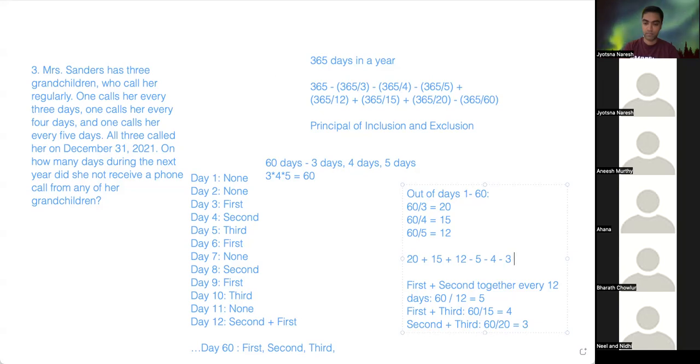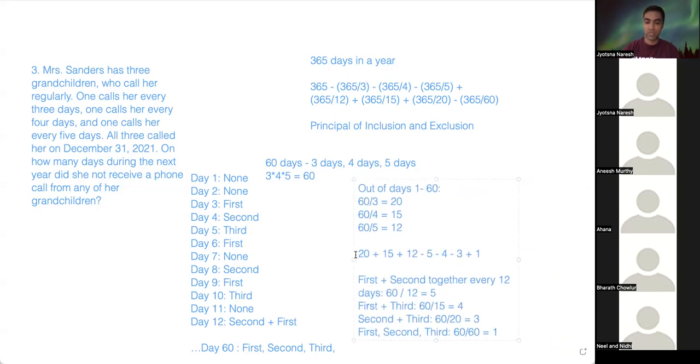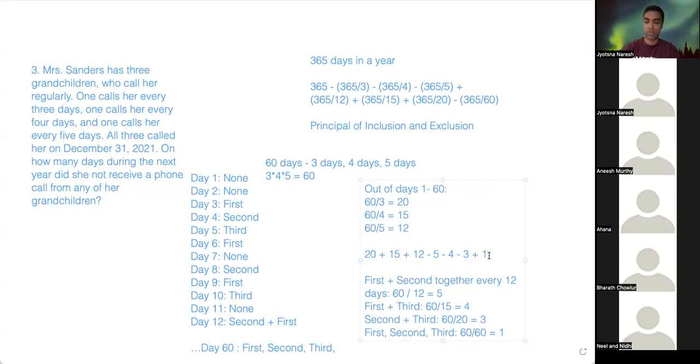6. Careful, why 6? In a 60-day cycle would be just once. Yeah, we're still working on the 60-day cycle. So first, second, and third together, we know that happens with the LCM of 3, 4, and 5. So 60 days total. So 60 divided by 60 gives us 1. So in a 60-day cycle, we can add 20 plus 15 plus 12, minus 5, minus 4, minus 3, plus 1. What does this give us?